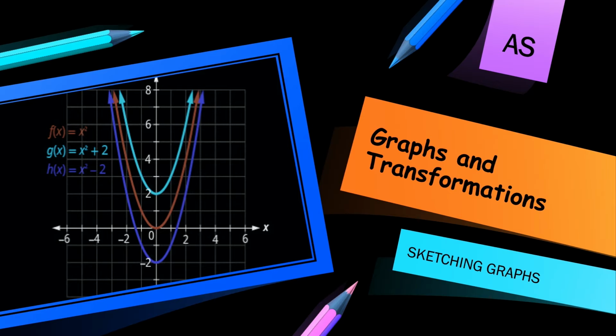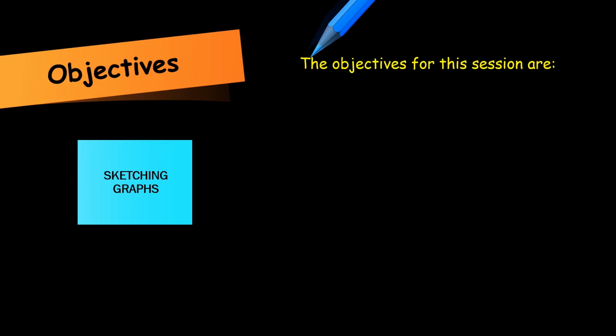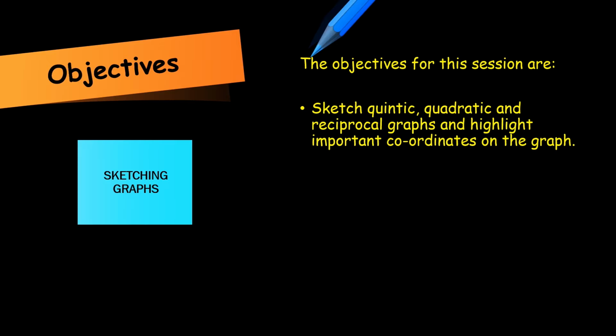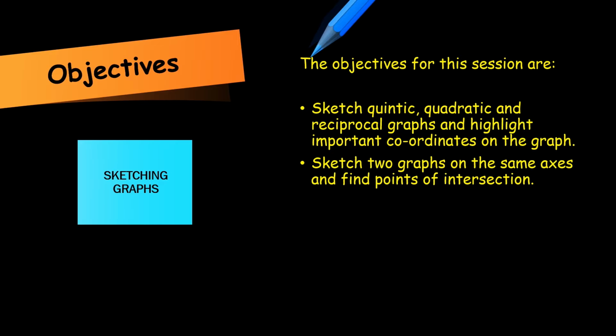Welcome to the session on graphs and transformations, sketching graphs. The objectives for this session are to sketch quintic, quadratic and reciprocal graphs and highlight important coordinates on the graph, and sketch two graphs on the same axes and find points of intersection.